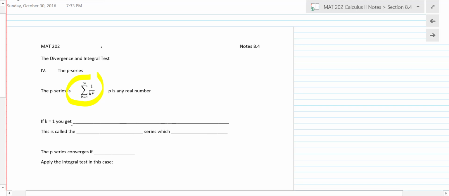Basically, let's see what happens if, and this is not supposed to be k is 1, that's supposed to say p is 1. So change that. Let's see what happens when p is 1. What you would have is the series from k equals 1 to infinity of 1 over k to the first. Let's write out the terms: 1 over 1 plus 1 over 2, 1 over 3, 1 over 4, and so on.